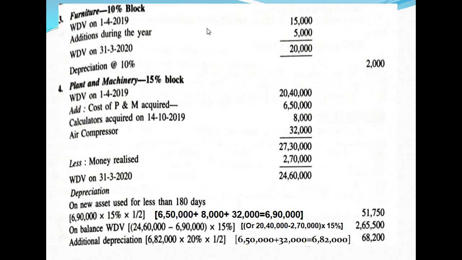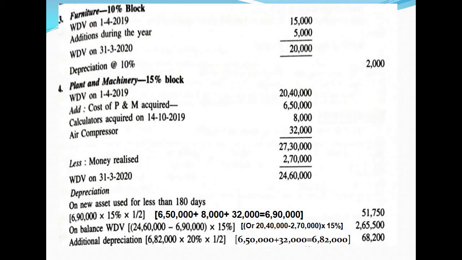So in that case, if you look here on new assets used for less than 180 days, the total is 6 lakhs 90,000. That is for the new plant originally acquired for 6 lakhs 50,000, plus the calculator 8,000, plus the air compressor 32,000. So the total is 6 lakhs 90,000. The rate of depreciation is 15%. Then you have to take only half year. So into half of it, you'll get 51,750. Then for the old plant and machinery, there are 2 ways of calculating.